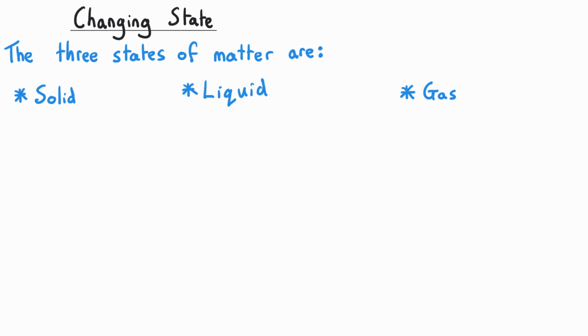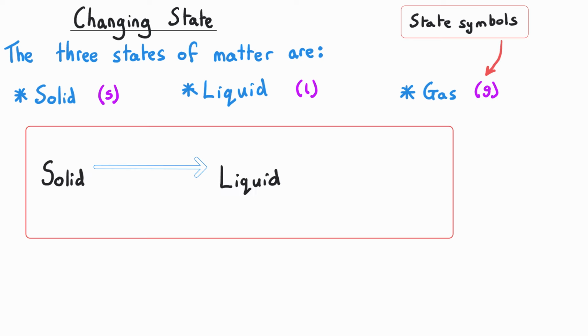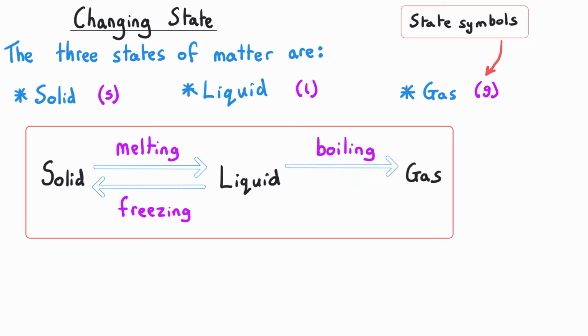The three states of matter are solid, liquid and gas, and we can use state symbols to represent those terms. We use an S for solid, an L for liquid and a G for gas. And it's possible to change a substance from being a solid into a liquid, and we call this process melting, but we could also turn a liquid back into a solid, and this is called freezing. A liquid can turn into a gas, and this is called boiling, and a gas can turn back into a liquid, and this is called condensing.